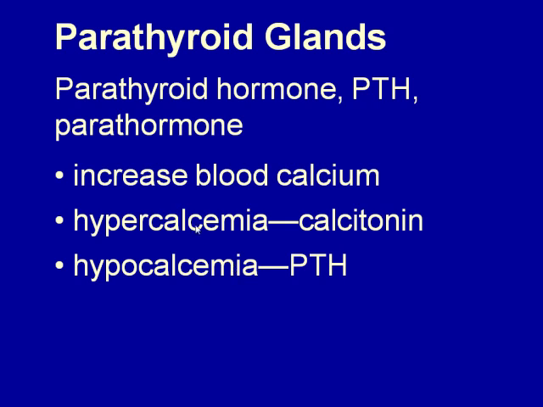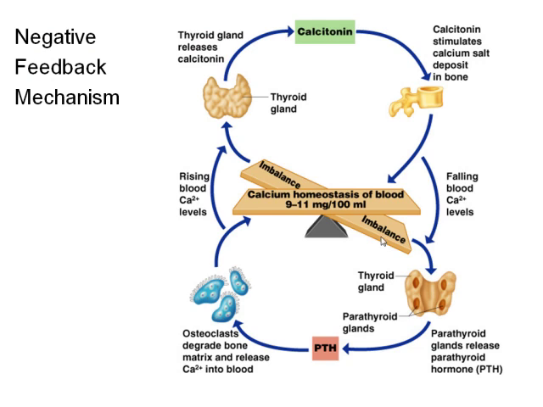Now, calcium is required for muscles to contract properly, including the heart muscle, and for nerves to respond like they're supposed to. Now, here is an example of the negative feedback mechanism that's involved in calcium homeostasis. Normally, we want about 9 to 11 milligrams per deciliter of calcium in the blood. If that goes up, calcitonin is released. We deposit calcium in the bone until we bring the calcium levels back down.